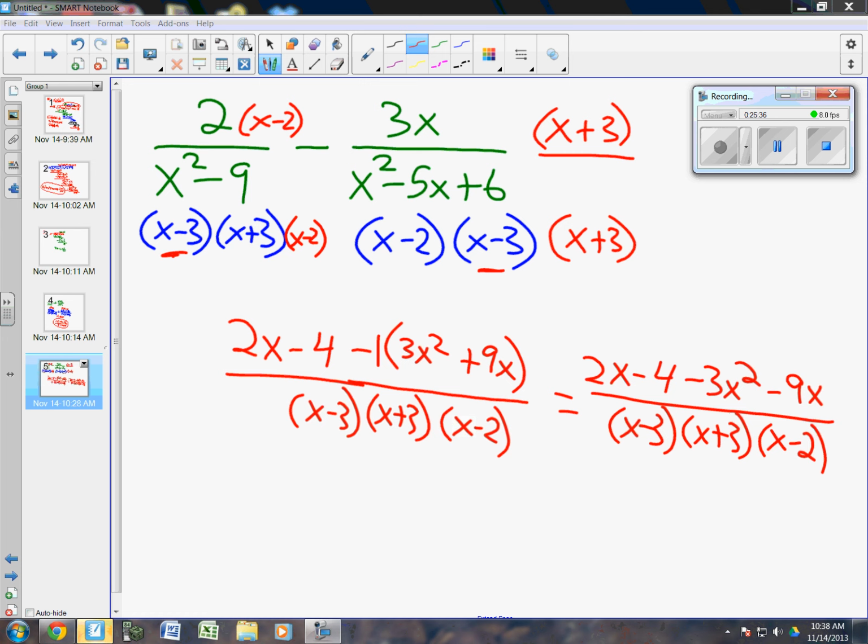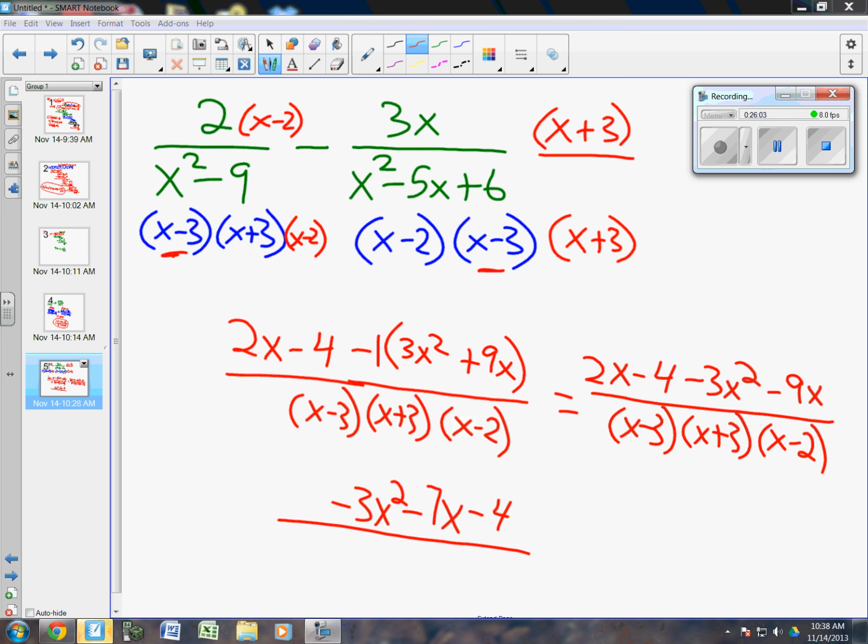Now I'm just going to write my numerator in descending order of exponents. So my first one is going to be what? Negative 3x squared. I have the x's I need to combine because there's two of them. 2x and negative 9x make negative 7x minus 4 all over the common denominator. We could multiply them all together.